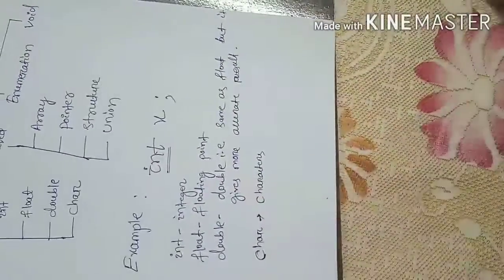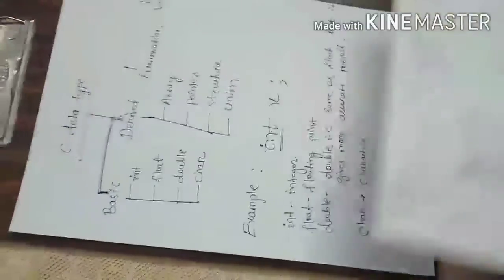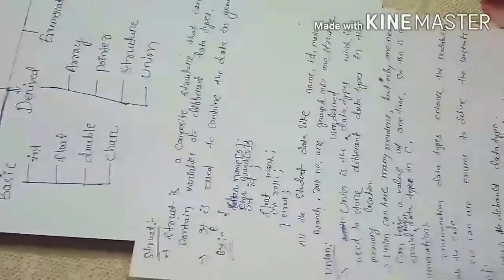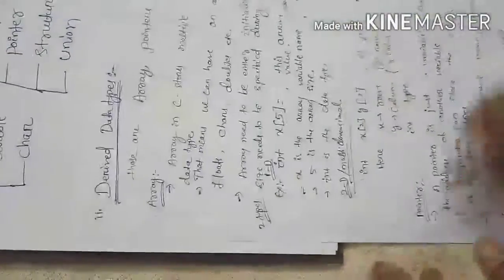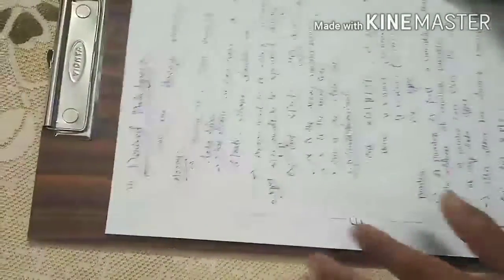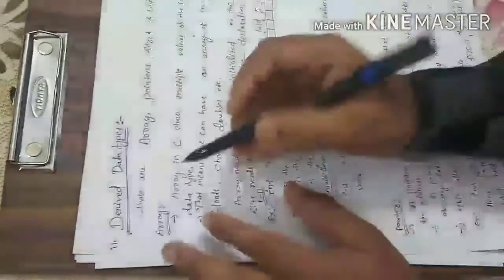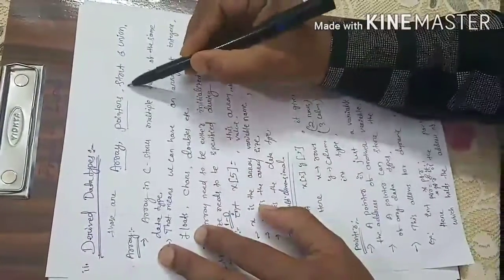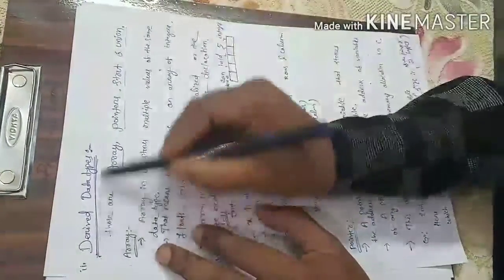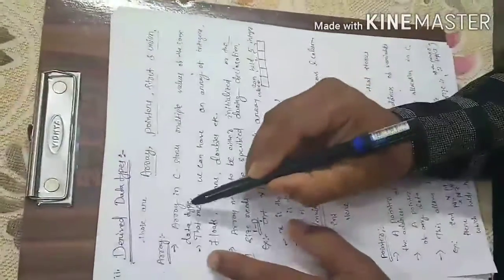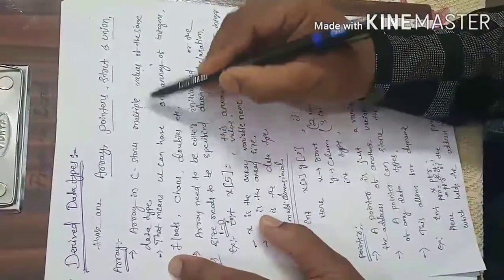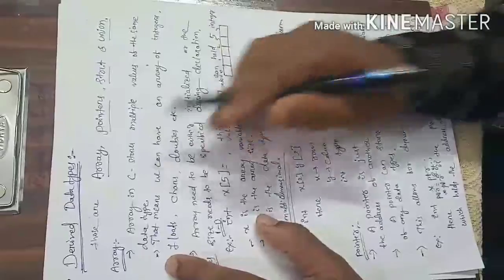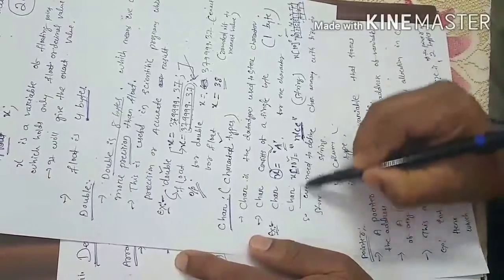Now I'll tell you the derived data types. In the diagram we show array, pointers, struct and union are the derived data types. What is an array? An array in C stores multiple values of the same data type. I have already given the example. This one.